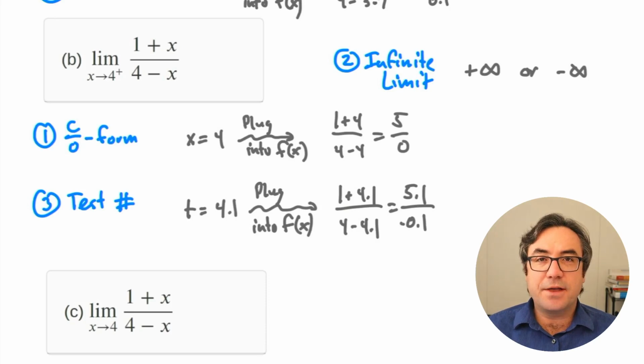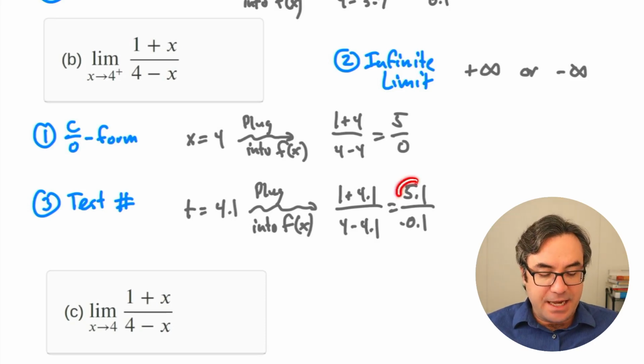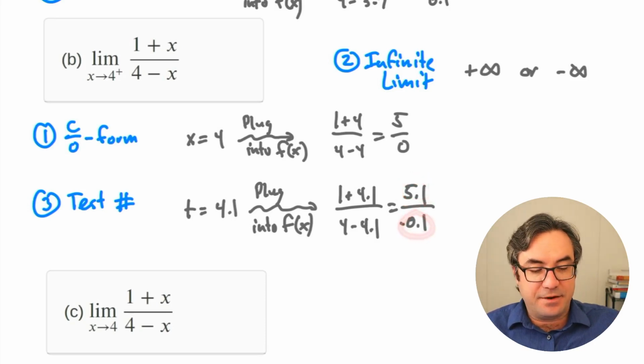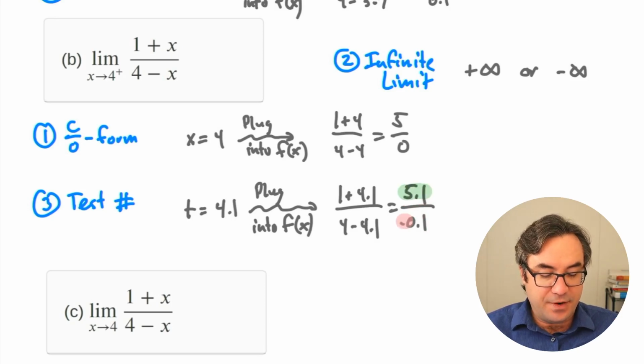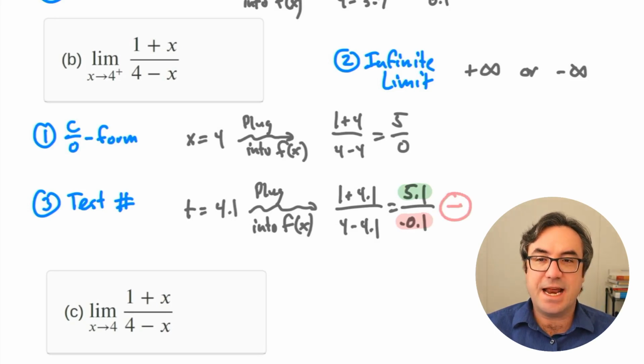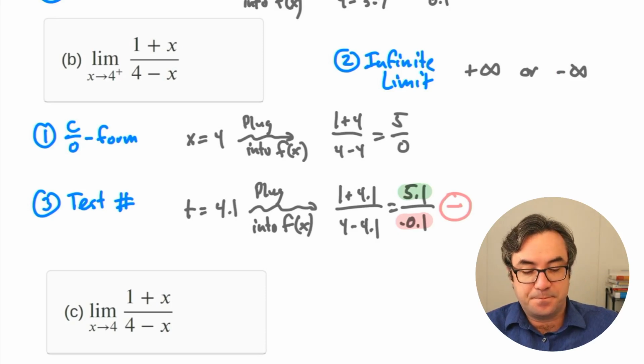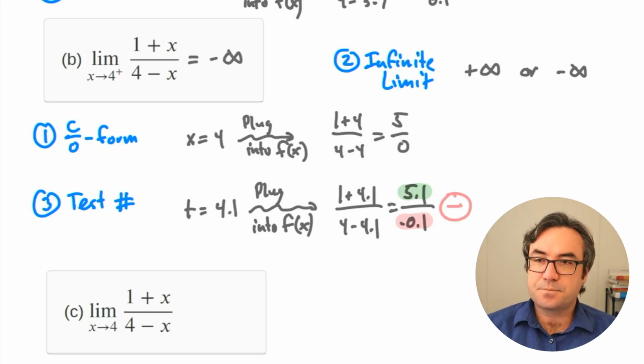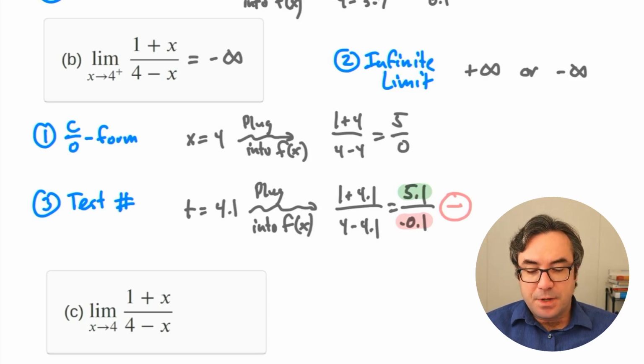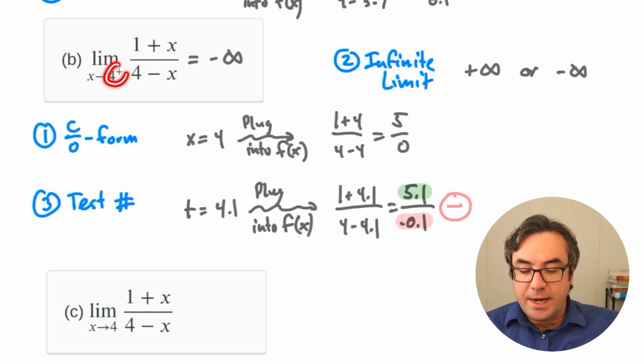And if we look at this, again, we don't really care about the exact value here. We just want to know, is it positive or negative? So what we got is a positive number divided by a negative number. So positive divided by negative. And that means this whole thing is negative. The result here is negative. So that tells us then which of these to choose. In this case, minus infinity. Okay, so that's for the right-hand limit.